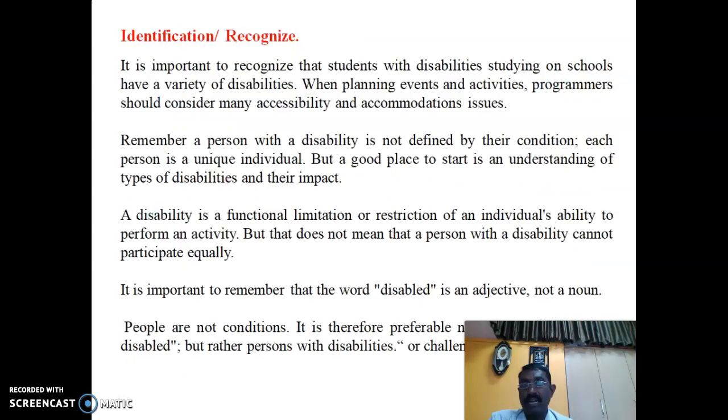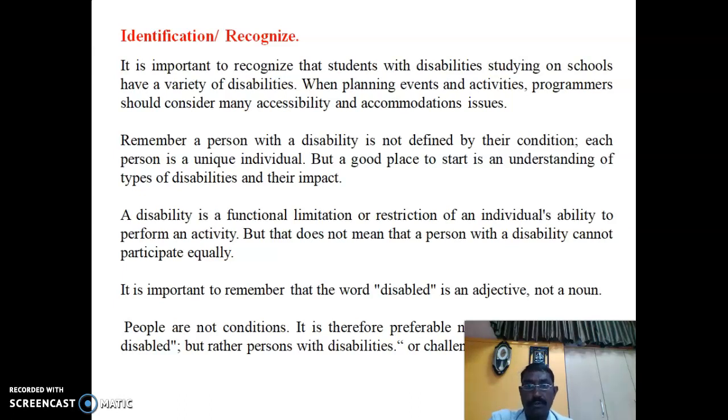How will we identify and recognize physical handicaps? It is important to recognize that students with disability studying in the school have a variety of disabilities. When planning events and activity programs, consider many disabilities and accommodation issues. Remember, a person with a disability is not defined by their condition. Each person is unique, an individual, but a good place to start is an understanding of types of disability and their impact.